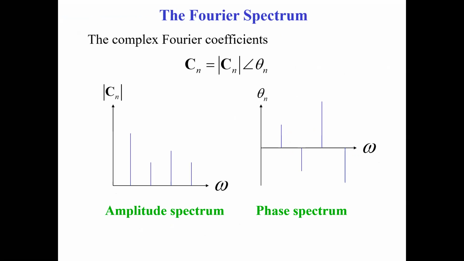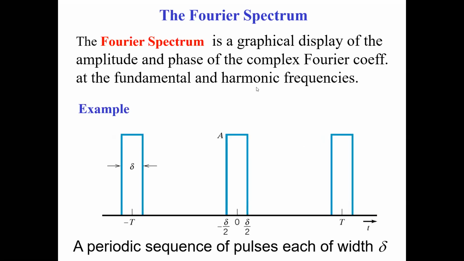They have given the Fourier spectrum, the complex Fourier spectrum. This is the amplitude spectrum, and this is the phase spectrum. See, that is the amplitude, and this is the omega frequency, and that is the angle. So two kinds of spectrum are there. So Fourier spectrum is a graphical display of the amplitude and phase of the complex Fourier coefficient at the fundamental and harmonic frequencies.